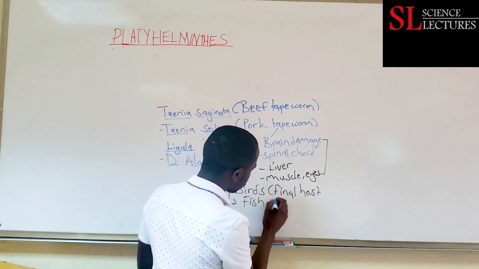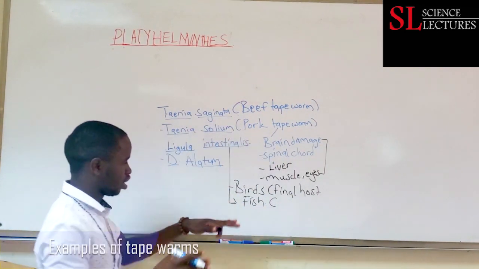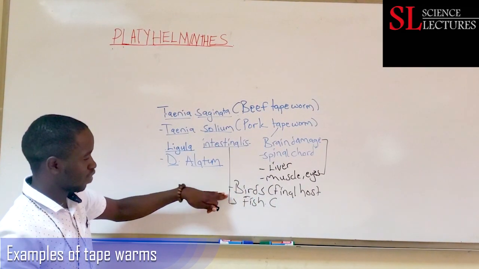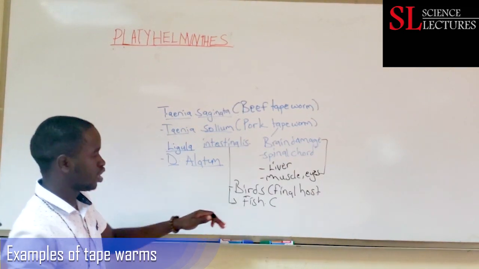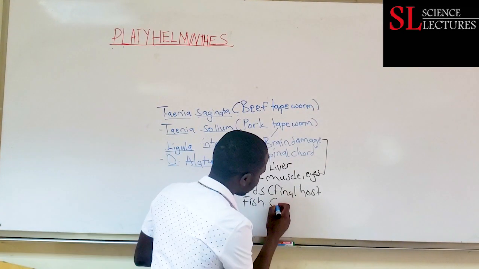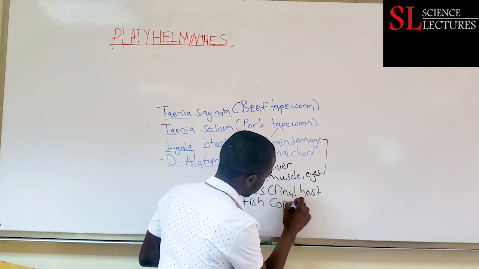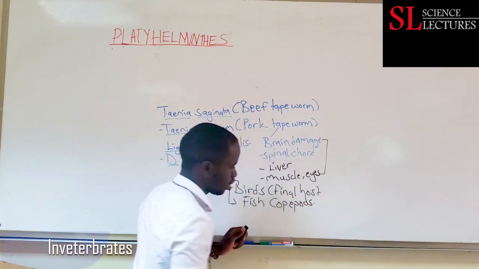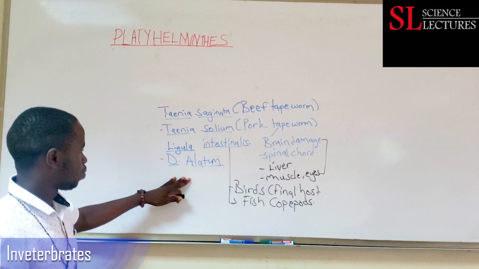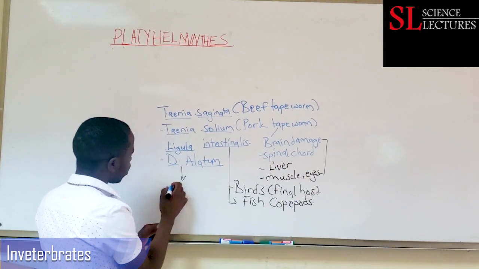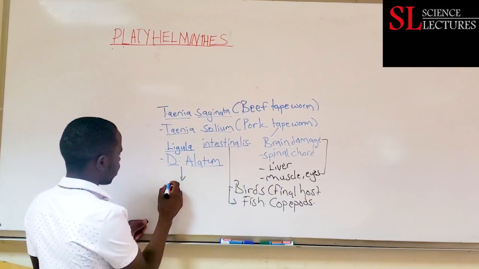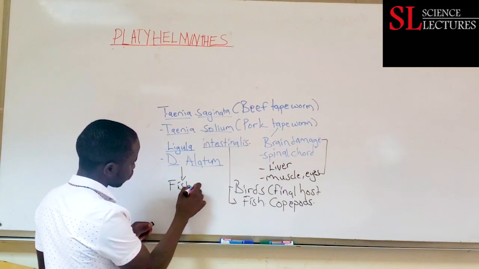And the intermediate host, it has more than one host. So the bird is the final host, the fish is really the intermediate host, but also the fish gets it from copepods. So we shall see copepods later in arthropods. Then the tapeworm is the type of tapeworm that is found in fish.